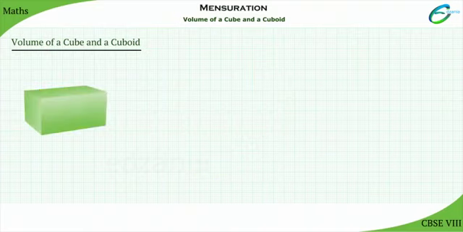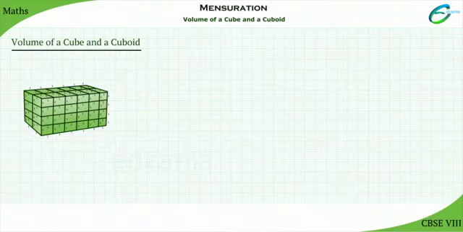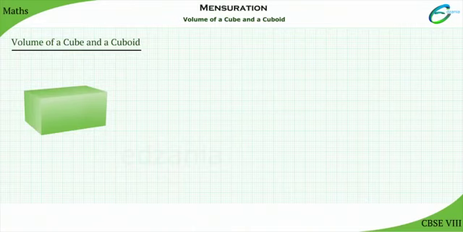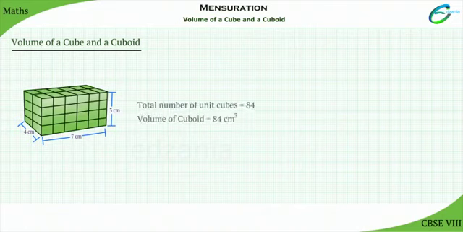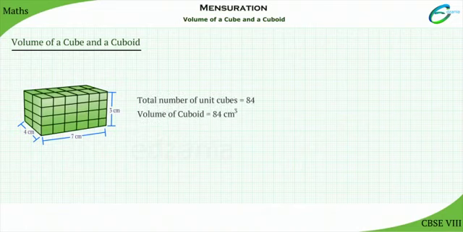Let us first see how to find the volume of a cuboid. In simple terms, the volume of a cuboid is the number of unit cubes that can fit inside the cuboid. Let us consider a cuboid which is of length 7 centimeters, width 4 centimeters and height 3 centimeters. Now the volume of this cuboid is the total number of unit cubes in the cuboid, and it is measured in cubic units.